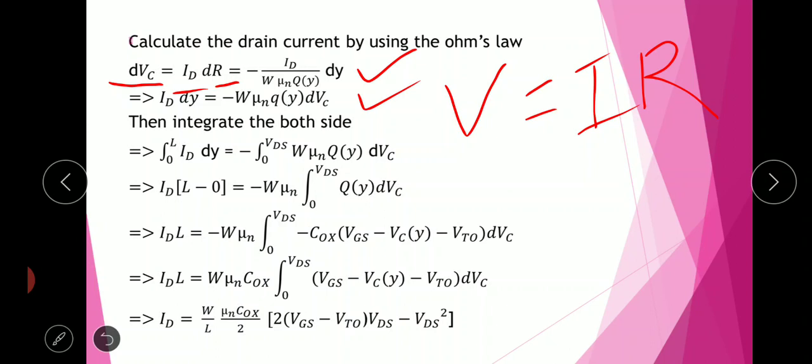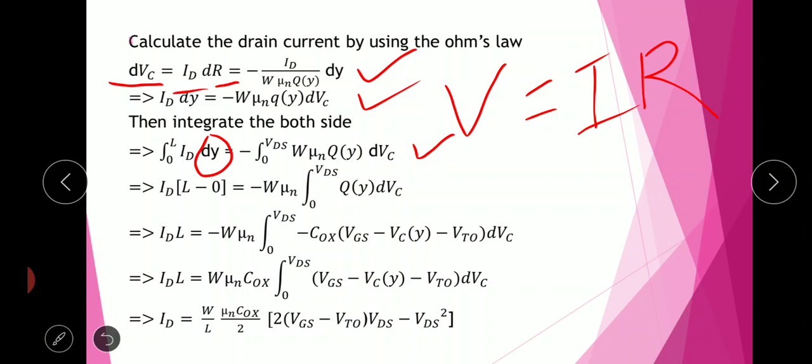Then we integrate both sides, and for integration, as dy is given, the boundary condition is y equal to 0 and L, so the limit of the integration is also 0 to L. Then as we know, when y equal to 0, the channel voltage is 0, so 0 is given. When y equal to L, the channel voltage is VDS, so VDS is given as the limit on the other side of the equation.